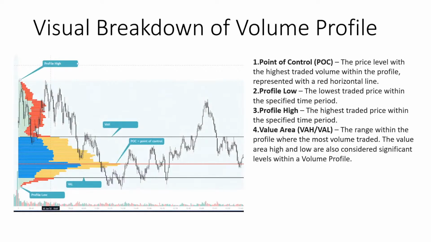Next, we'll look at the visual breakdown of the volume profile. So this one's fairly easy. You guys see me using it every day. The highest point, or the highest shelf that you see on the horizontal scale here, is called POC. It's the point of control. So that means there was the most volume traded within this area.